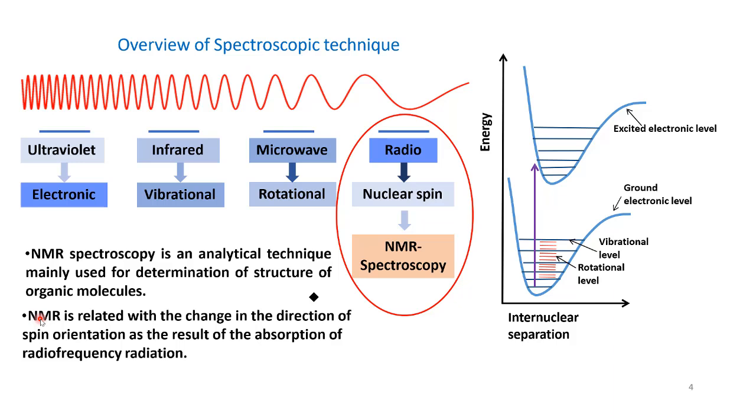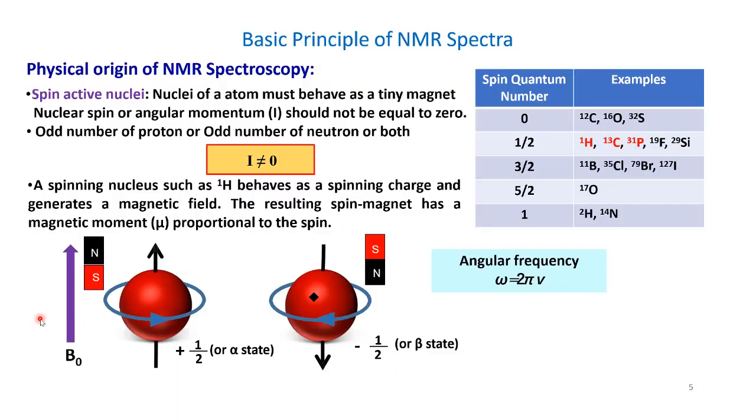NMR spectroscopy is a technique used for determination of the structure of organic molecules, and it is also related to the change in the direction of spin oriented as a result of the absorption of radio frequency in the material. So what is spin? Plus half and minus half is the general spin that we see in most of the elements, as you can see here in hydrogen, carbon, phosphorus, fluorine, and silicon also.